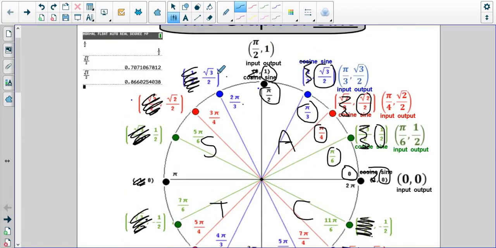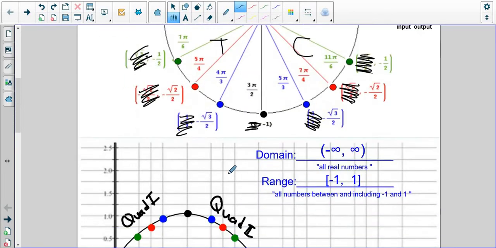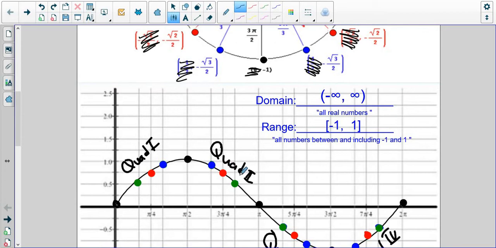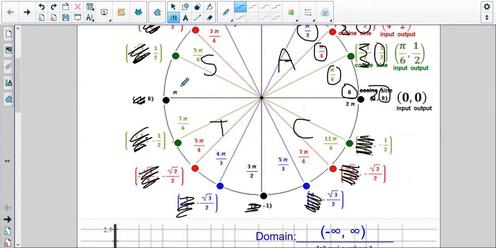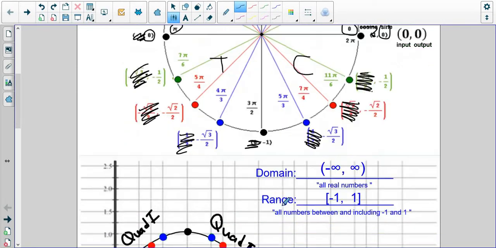So at this point, we still have positive values. They're going to start high and go low. As you can see here, we start at root 3 over 2, root 2 over 2, 1/2, and then we're back at 0. That correlates right there. Input pi, output 0. And then we start having negative values: negative 1/2, negative root 2 over 2, negative root 3 over 2, negative 1.